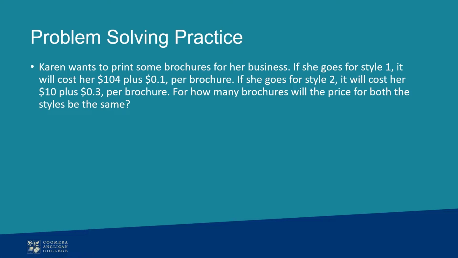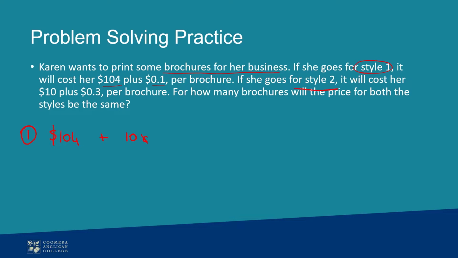Okay, so Karen wants to print some brochures for her business. Brochures are the little leaflets. If she goes for style 1, it will cost her $104 plus 10 cents per brochure. So for option 1, it's going to cost her $104 plus 10 cents per brochure. That's for every one.